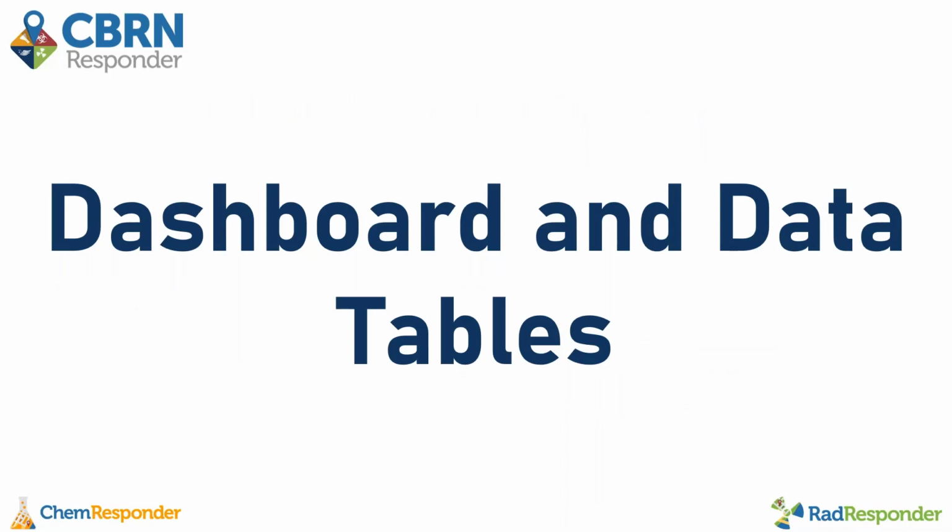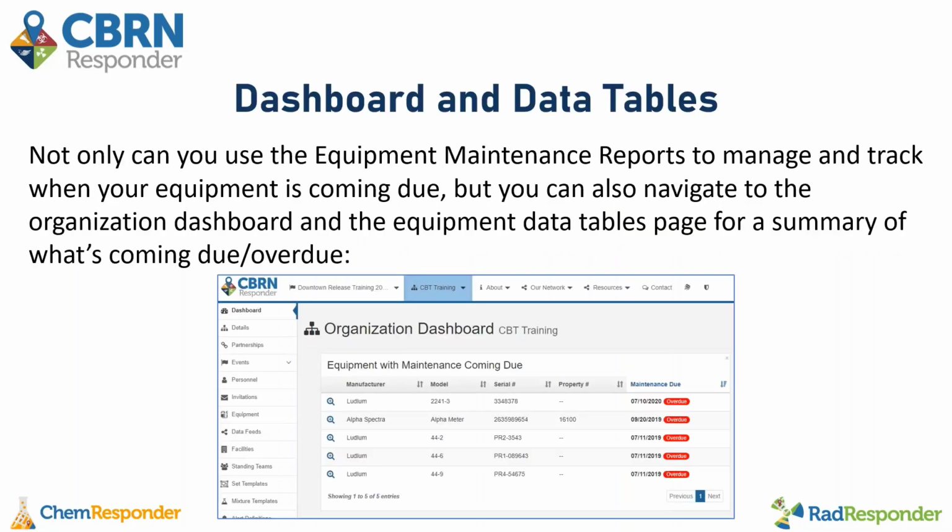Lastly, as we wrap up the Equipment Maintenance Special Feature webinar, I'll show you how you can visually see when you have equipment coming due and how you can best utilize the features that are already in CBRNResponder to do so. So again, not only can you use the equipment maintenance reports to manage and track when your equipment is coming due, but you can also navigate to the organization dashboard from your organization space, and the equipment data tables page will show you a summary of what's coming due and overdue.